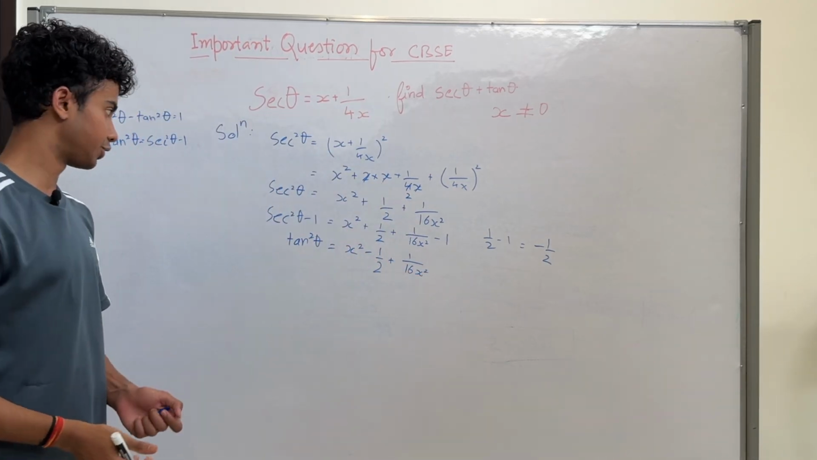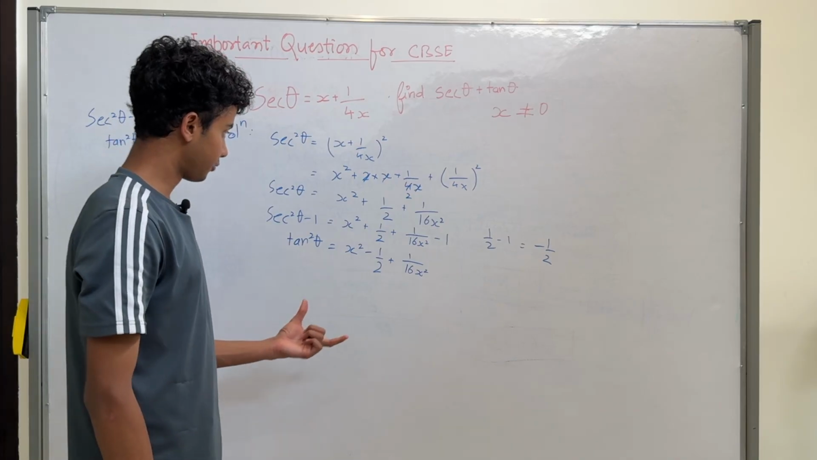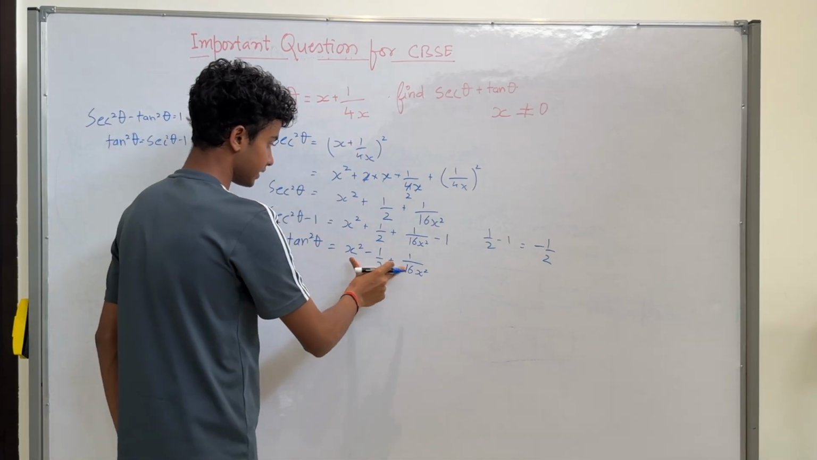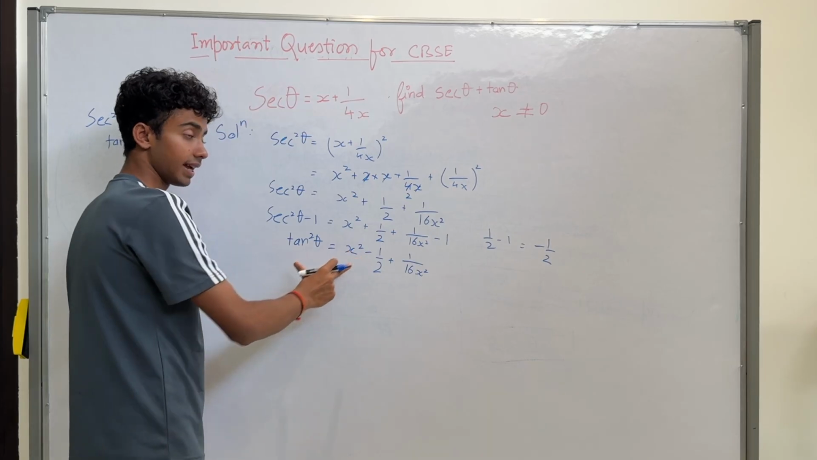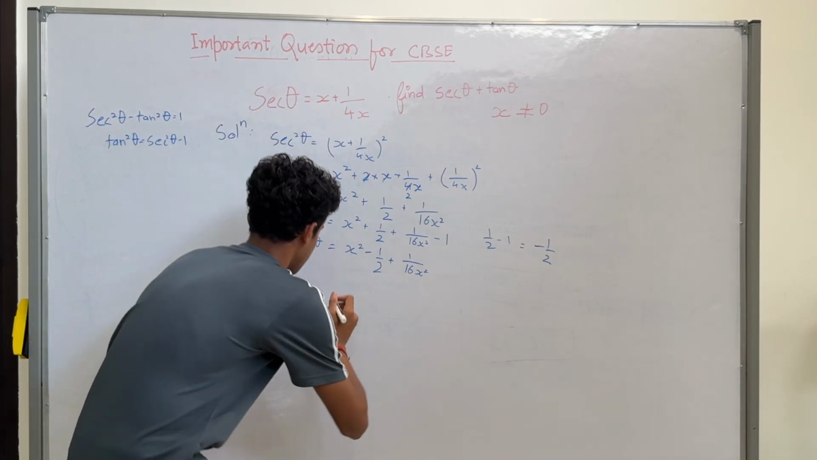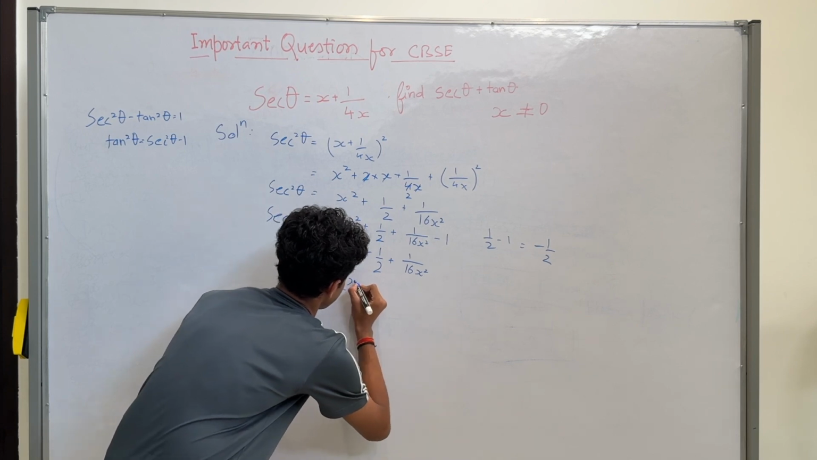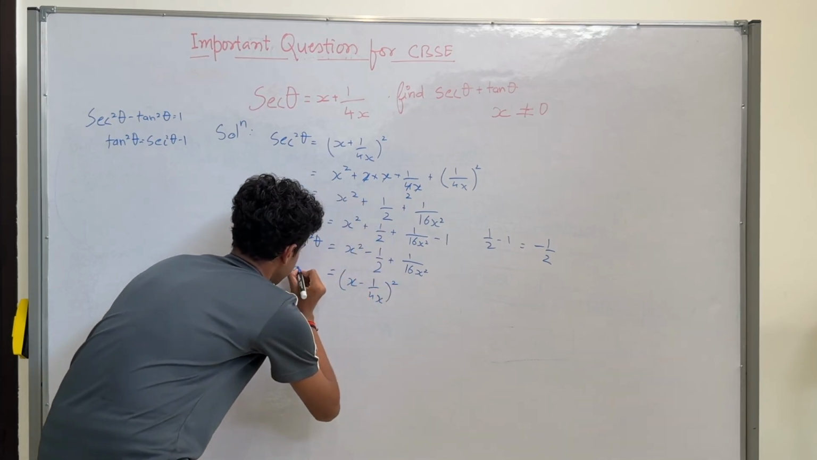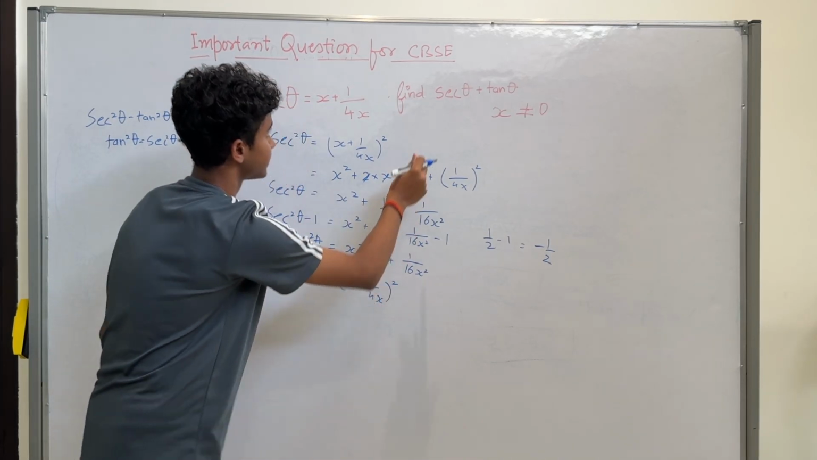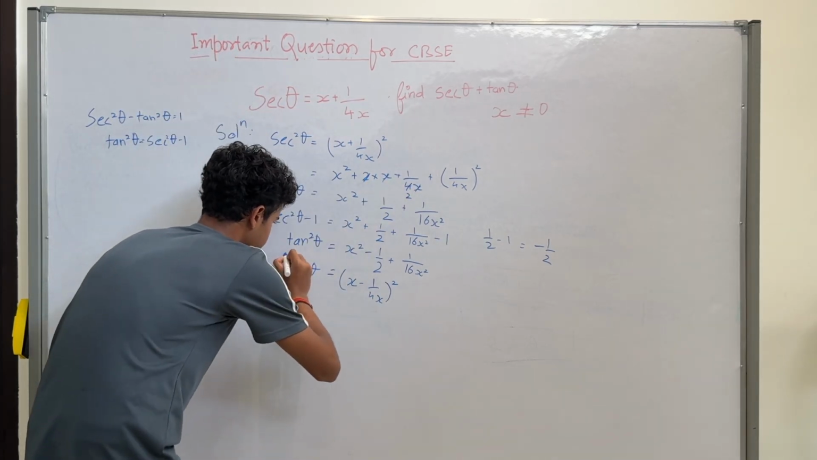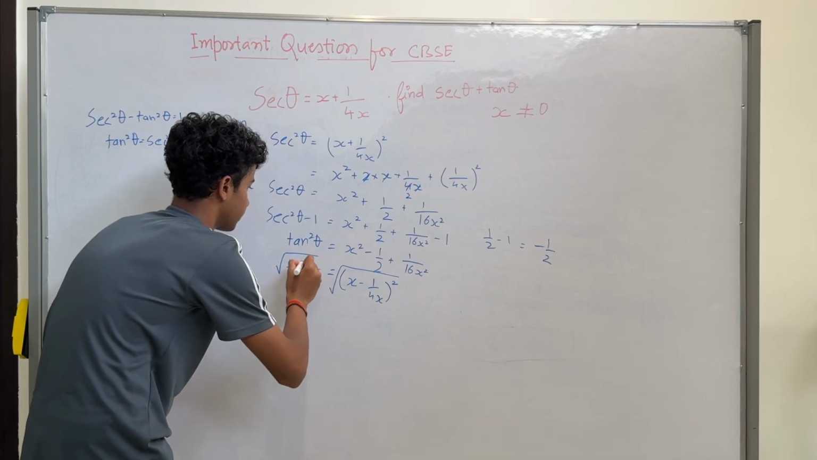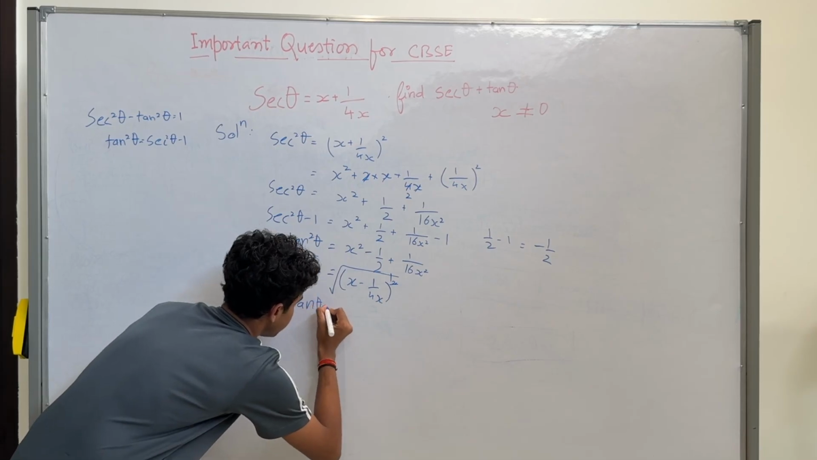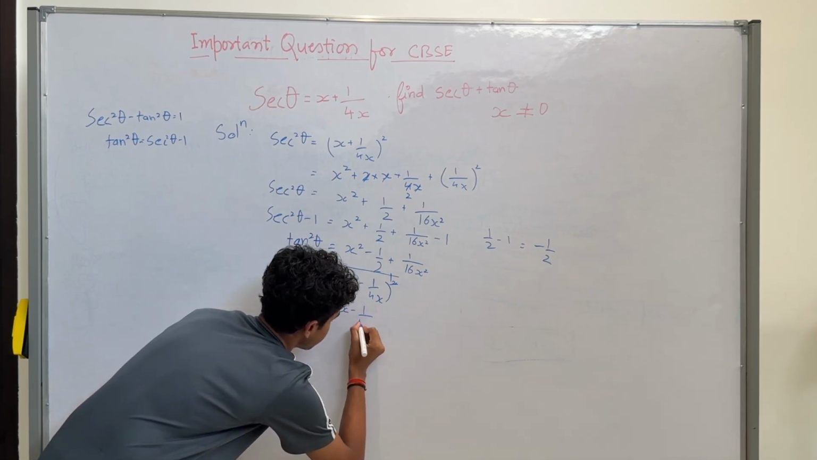Now many of you will get to this step, but you won't know how to proceed. We have to see that this is an identity. Since this is x plus 1 by 4x whole square, since it's a minus symbol here, we can write this as x minus 1 by 4x whole square. And this is tan square. We have to find sec theta plus tan theta. Let's take root on both sides. So the square and the root get cancelled. So tan theta equals x minus 1 by 4x.